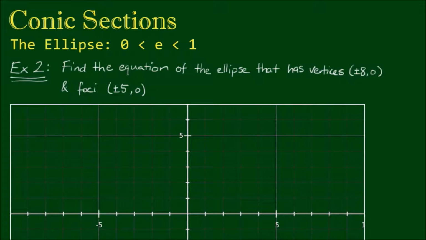Alright, let's continue our videos on sketching ellipses. In this example, we're required to find the equation of the ellipse that has the vertices positive and negative 8, 0, and the focal points positive and negative 5, 0. So let's first sketch these points on a graph.